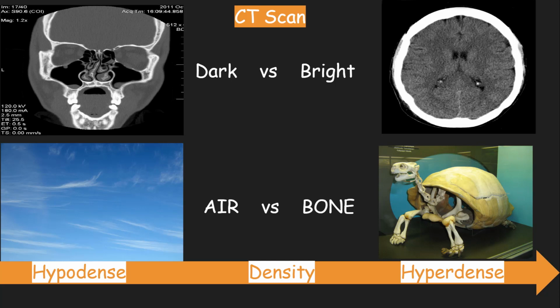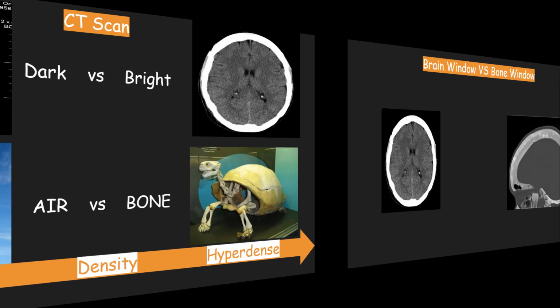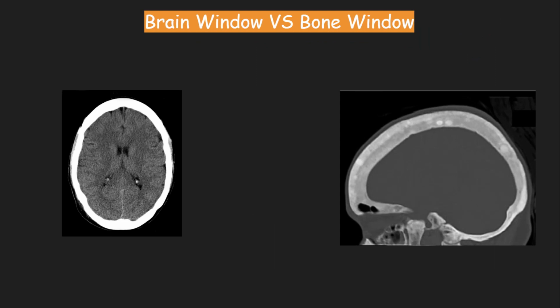The first concept that you should understand is the density. The denser the tissue, the brighter it appears on CT scans. You can imagine a scale of density where the density of air is located on the far left and the density of bone on the far right. CT is viewed either in the brain or bone window, depending on which structure we need to inspect.